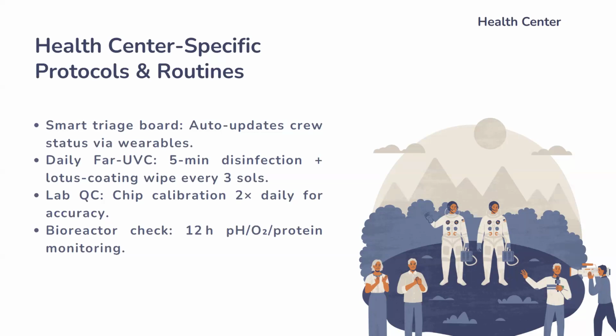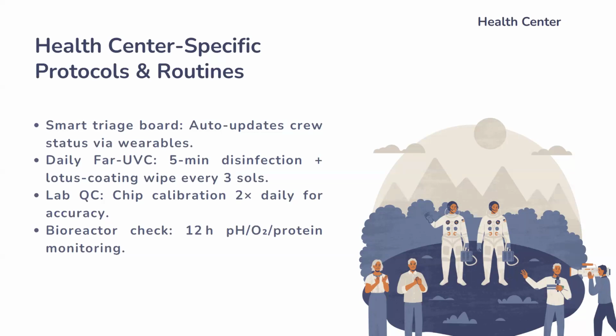Then comes the environmental control, which is anchored by a dual-phase disinfection routine. Each sol, the far UVC ceiling lights activate for around 5 minutes, which performs a passive disinfection, killing around 99% of airborne pathogens, while remaining safe for human exposure. And every third sol, all interior surfaces coated in the lotus leaf inspired nanomaterial, as we talked about, are wiped down with a static-free cloth. This combination will neutralize microbial buildup without introducing any kind of chemical residue into the habitat's air or food system.